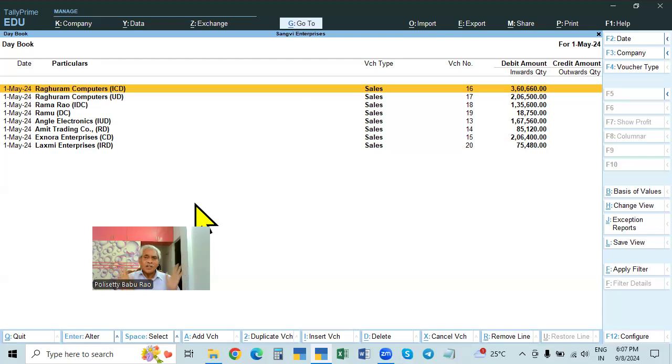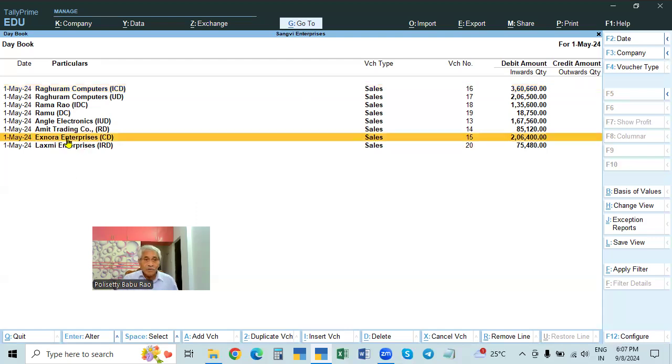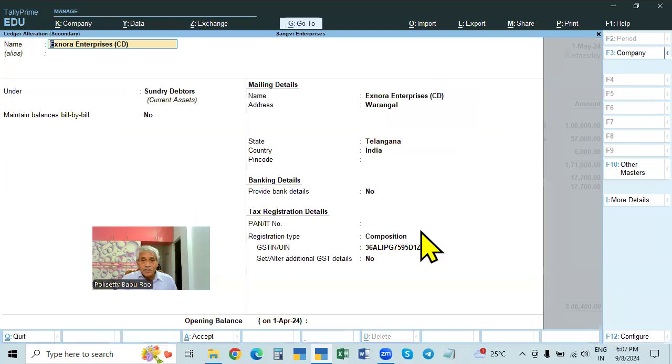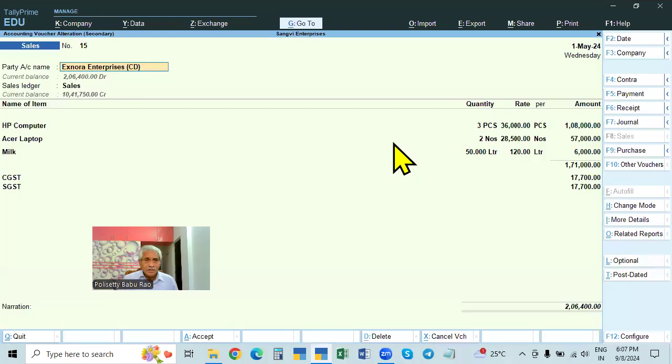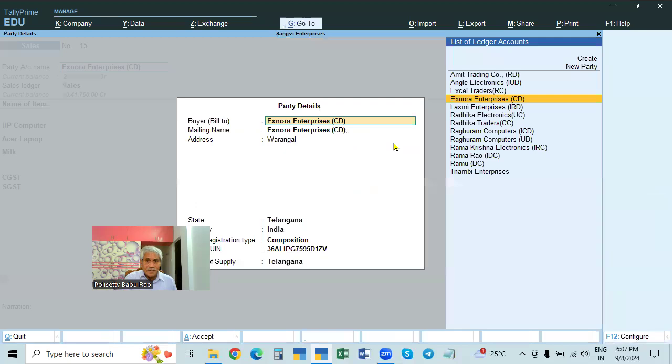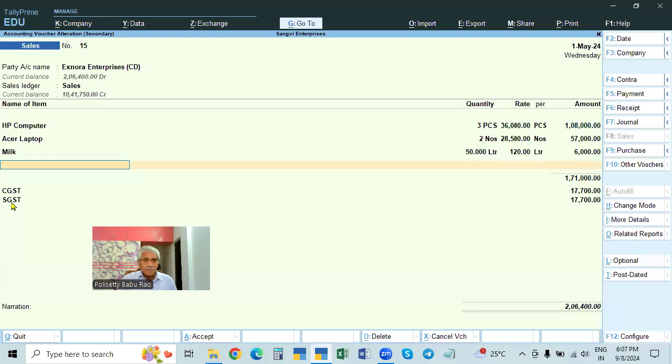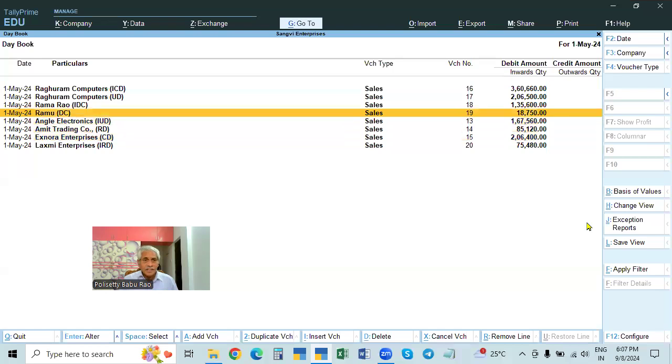Wherever you sell, anywhere, there will be no tax for non-taxable goods. That is accepted, and we know this. So when I am selling, we know how we will get it. Here he is a composition dealer, same state, whatever it may be. We will select sales and accept. The details will be there. Same state means you will take the same state. This is CGST and SGST, and just like that we will make the entries.